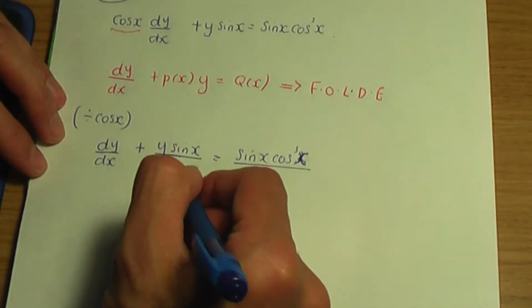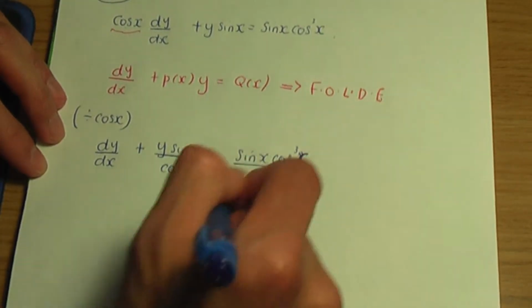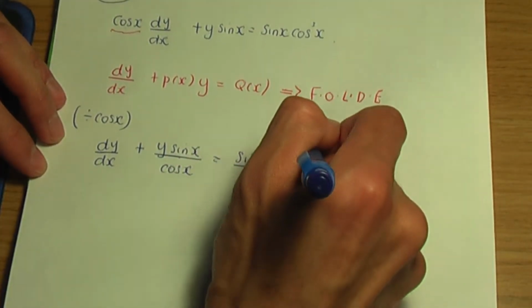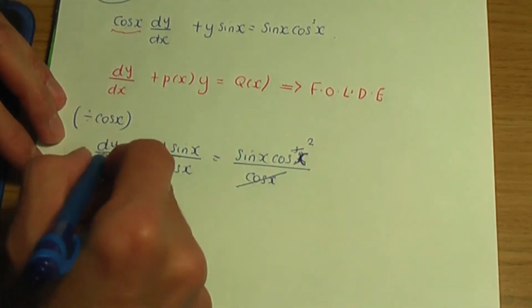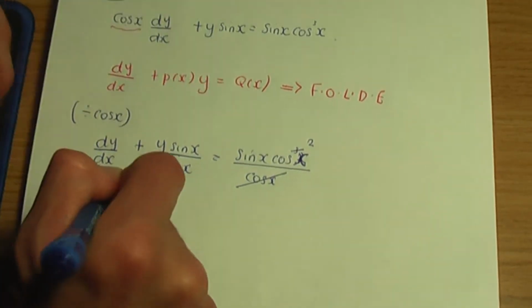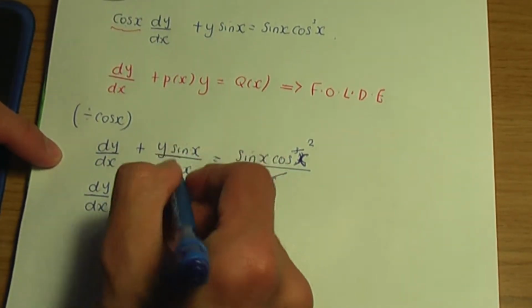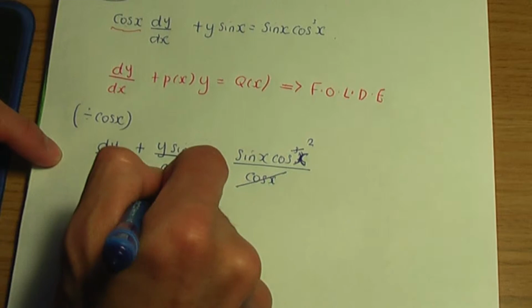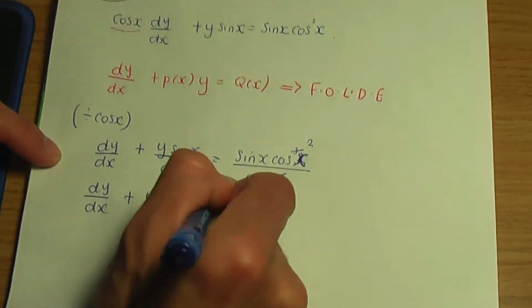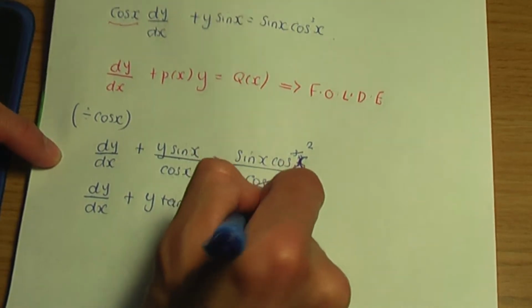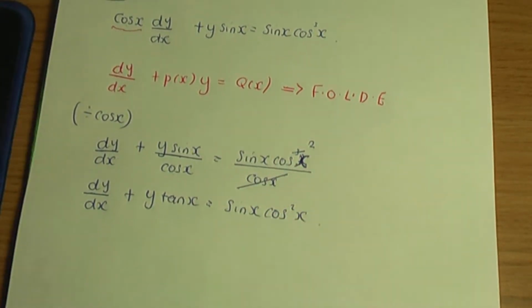Now sin x over cos x we know is tan x, and I can cancel one of these cos terms with one above, leaving me with a cos squared x term on top. So let's rewrite this as dy over dx plus, and as I said, sin x over cos x is tan x, so y tan x, that is equal to sin x cos squared x on the right hand side.